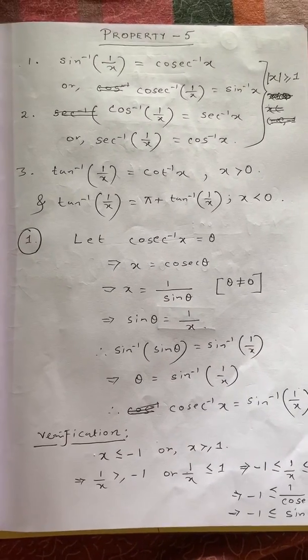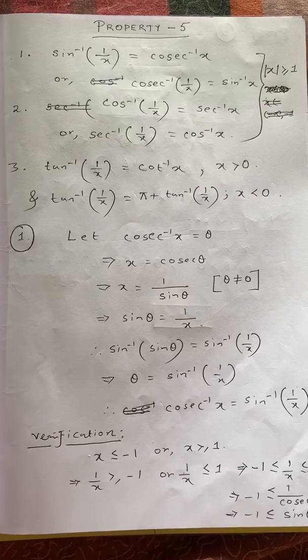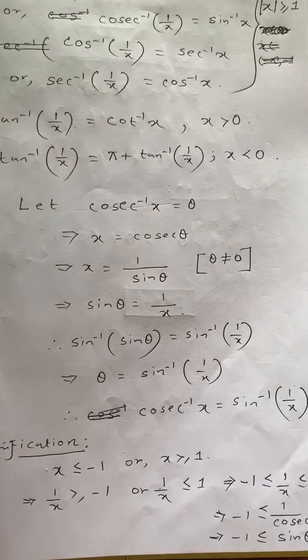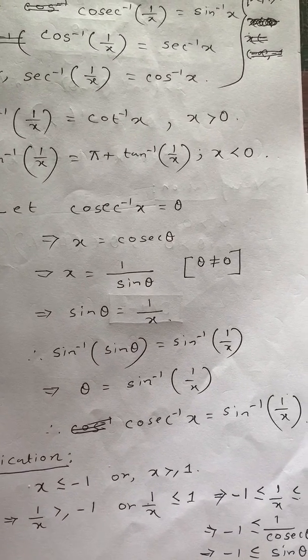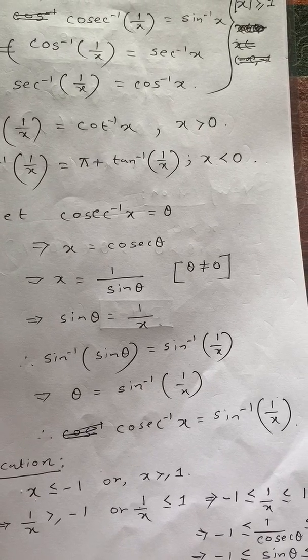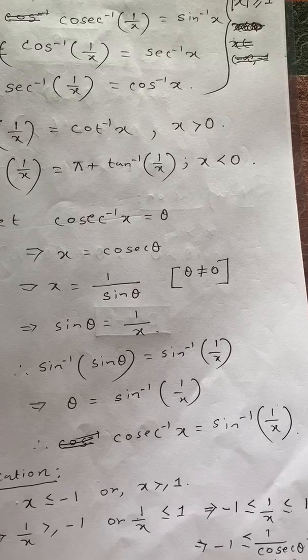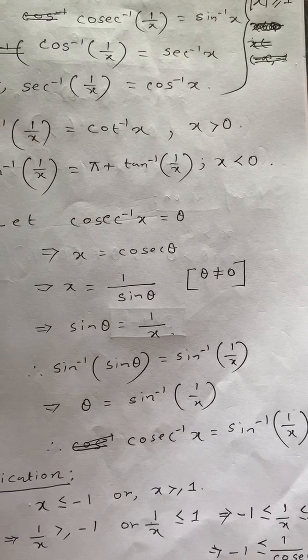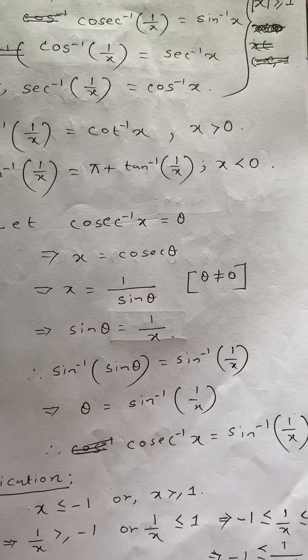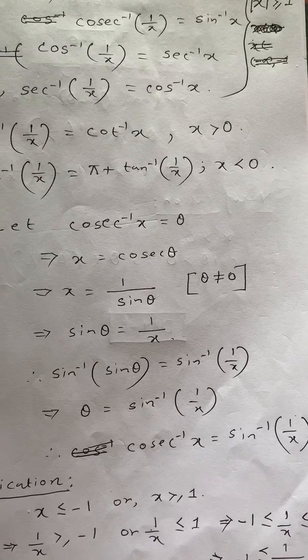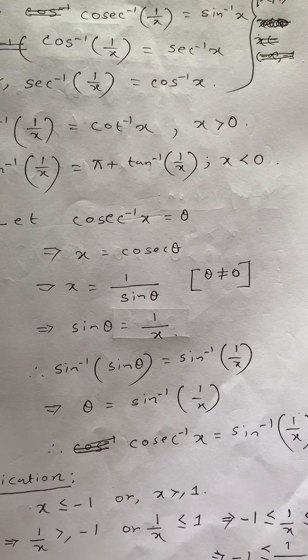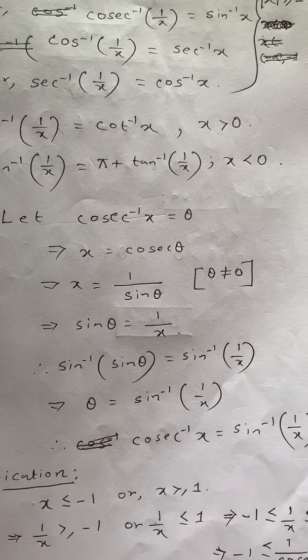Now if you want to prove rule number 1, how can we prove it? Say we are taking cosec inverse x is equal to theta, so x is equal to cosec theta. In place of cosec theta we can write 1 by sine theta. Here theta cannot be 0, because if theta is 0, then sine theta will give 0, and 1 by 0 is undefined. So we cannot take theta equal to 0.